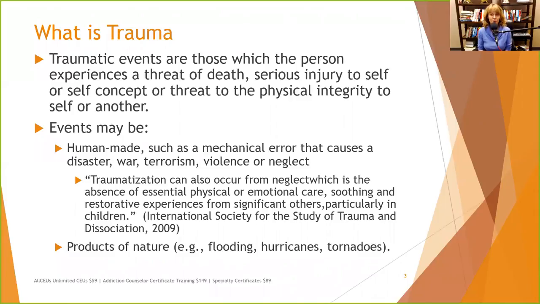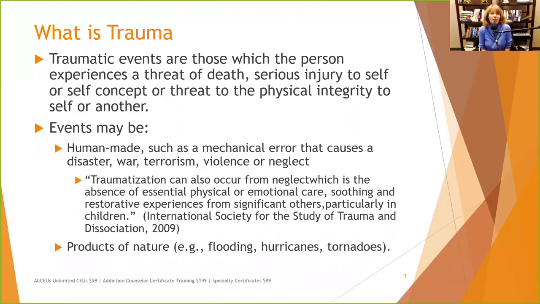and restorative experiences from significant others, particularly in children. So trauma, again, think about a 2-year-old who is experiencing child neglect. That is extremely traumatic when they can't get the one person who they rely on for survival to pay attention, or when that person abuses them. So traumatization can occur from neglect and abuse, in addition to other things.